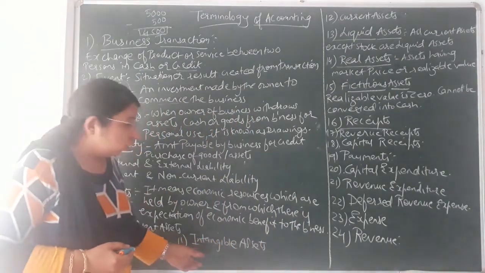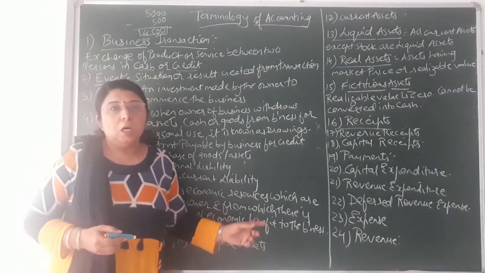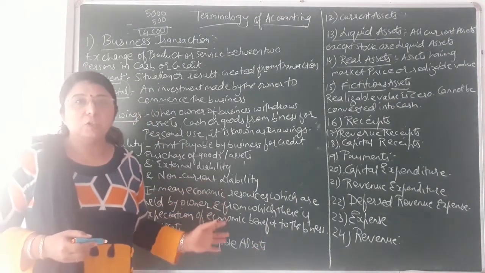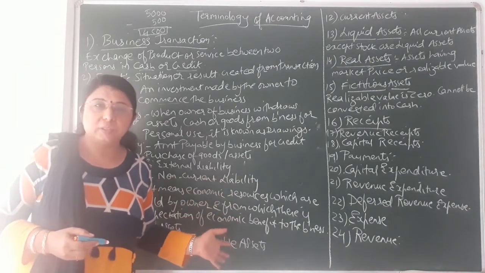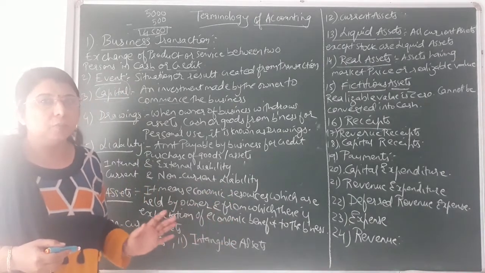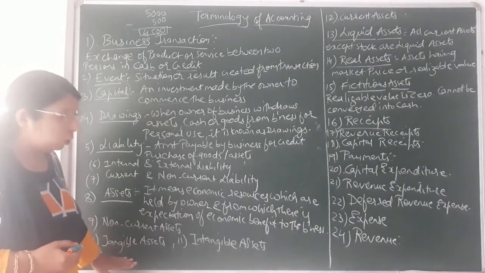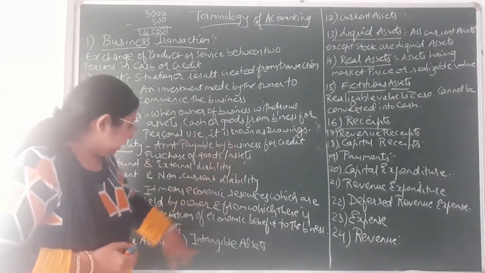So all these, goodwill, patent, trademark, copyright, that type of assets which we cannot see or touch, but whose valuation is observed in the business, are called intangible assets. Now up till here we have completed 10 terminologies of accounting. Now moving to 10 and 11, sorry.